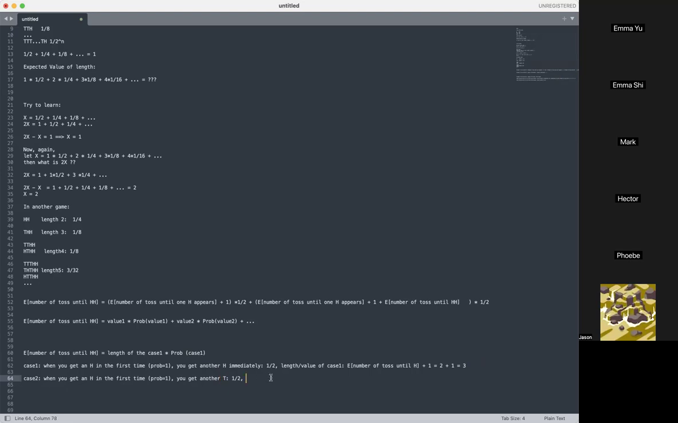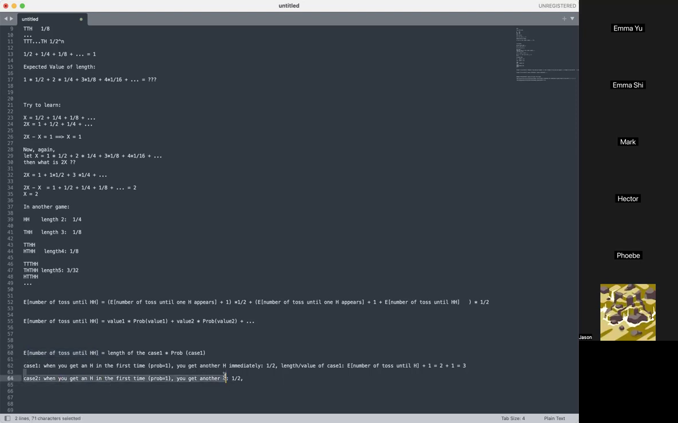Okay, but you get a T, so you are very unfortunate, right? You need to toss again. So how many tosses do you need to get until two H? This is exactly our original problem, right? Because you toss a lot of number of times, and the average number of times is 2, right? And you get an H, and you toss a T.